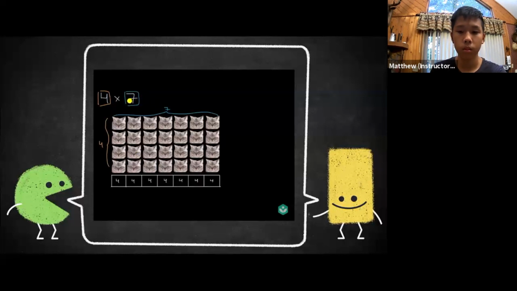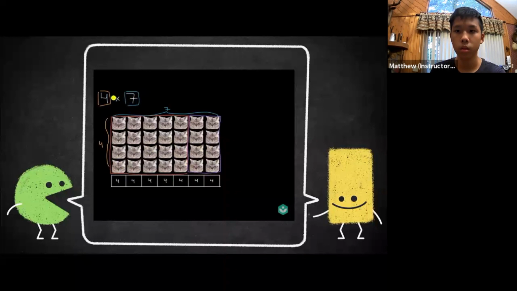Well, what's interesting is that 7 is 5 plus 2. So what if we tried to first figure out this many cats? So 4 rows and 5 columns right over there. And then we tried to figure out this many cats, 4 rows and 2 columns. And you can see that it's the exact same number of cats.